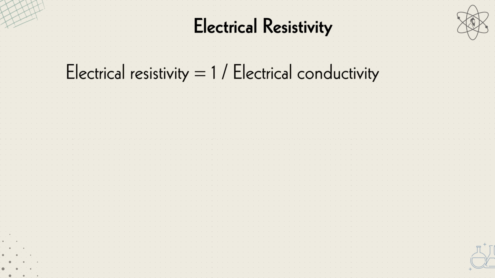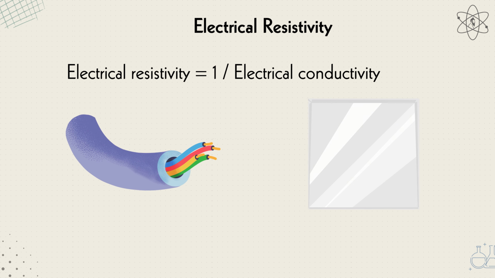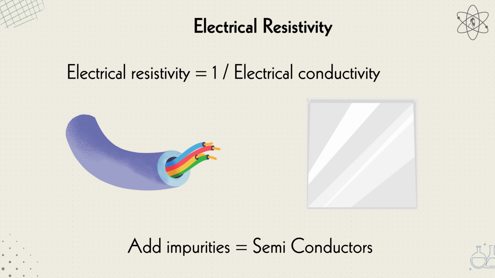Here the key property is electrical resistivity, which is the inverse of conductivity. Plastics and glass typically have high resistivity, making them ideal insulators. Interestingly, with certain treatments, even these materials can be made to conduct slightly when needed.